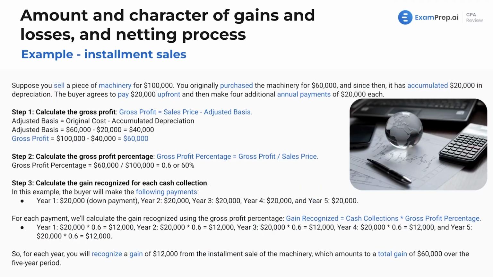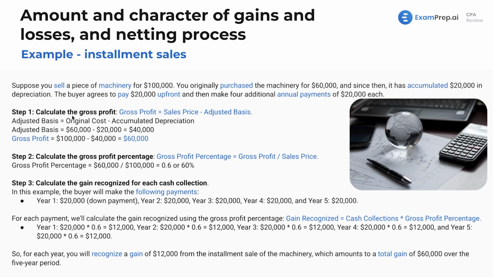As promised, here we are, another example. You haven't seen an installment sale example yet, but we've seen other examples. Suppose you sell a piece of machinery for $100,000. You originally purchased the machinery for $60,000, and since then, it has accumulated $20,000 in depreciation. The buyer agrees to pay $20,000 up front, and then make 4 additional annual payments of $20,000 each. Now, you're presumably not holding this as inventory. It looks like you're using this machinery to maybe make inventory or do something else with it.